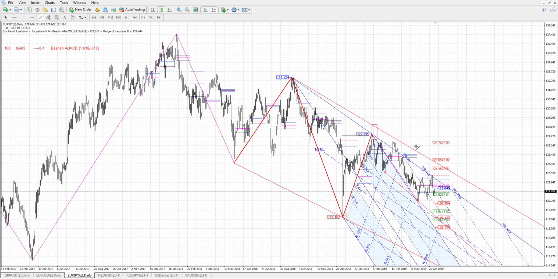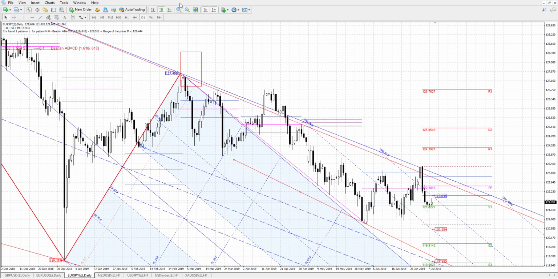Look, this. Yeah. I mean, we broke pitchfork and it's going to go sideways, but it's still a bearish ABCD. And we're below the pivot. We bounce off support 1, just like the euro dollar did a very similar thing. So that's worth keeping an eye on. It's 121.62. Halfway there now.